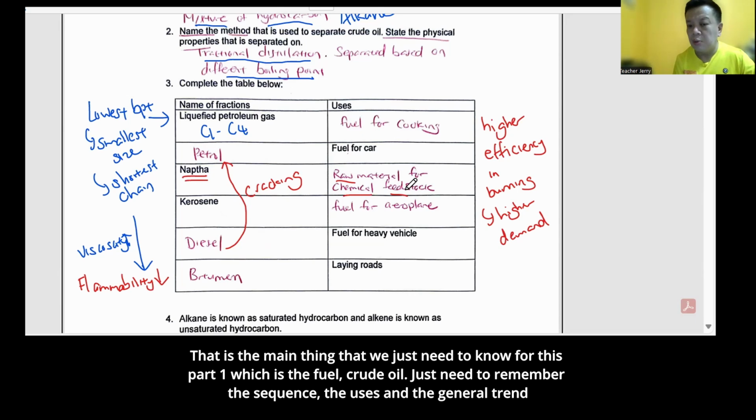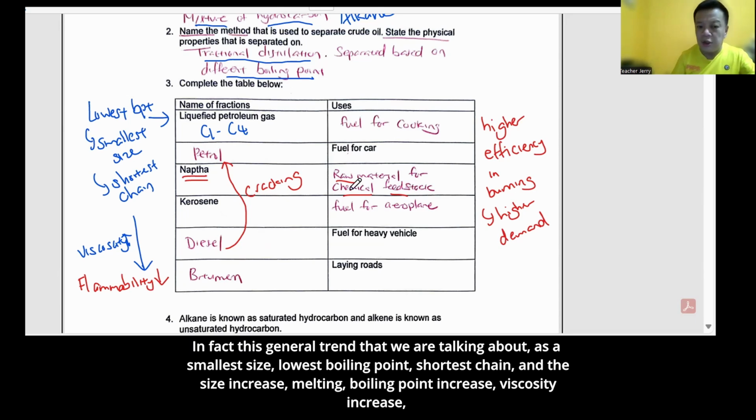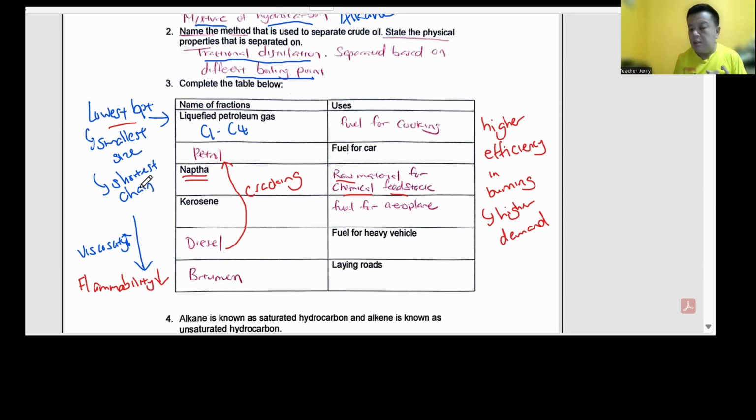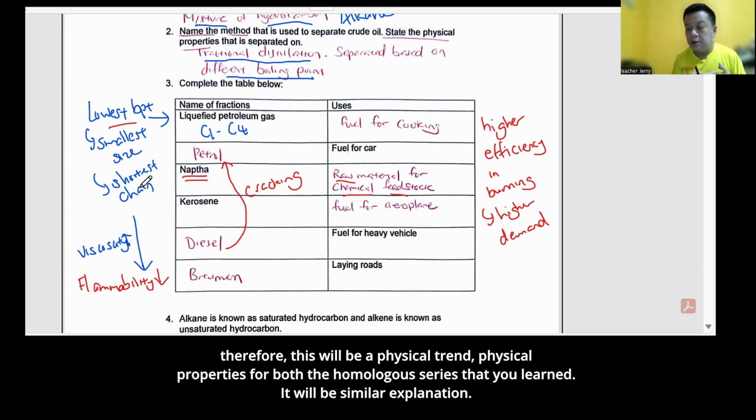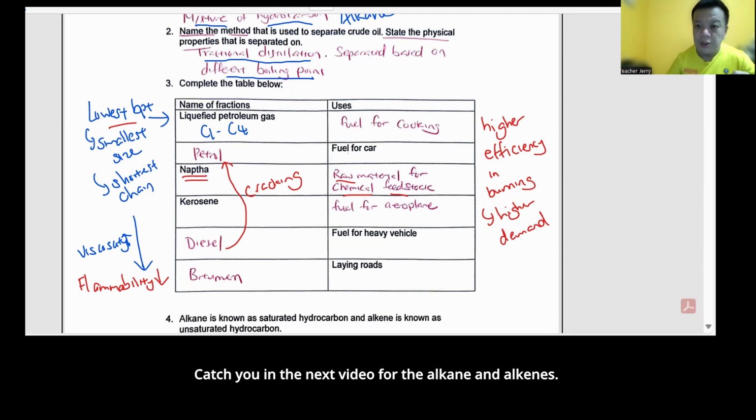That is the main thing we need to know for this part one, which is the fuel and the crude oil. You just need to remember the sequence, the uses, and the general trend. Smaller size means lower boiling point and shorter chain; as the size increases, melting point, boiling point and viscosity increase, and the flammability decreases. This will be a physical trend, a physical property, for both homologous series that you're going to learn. It will have a similar explanation. So catch the next video for the alkanes and the alkenes. Thank you very much.